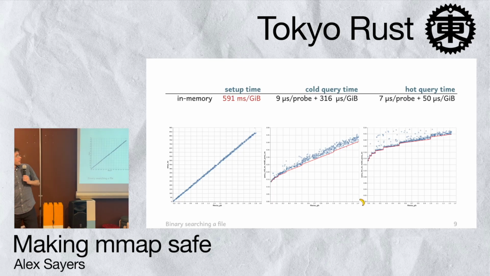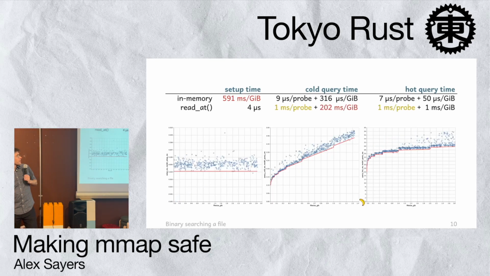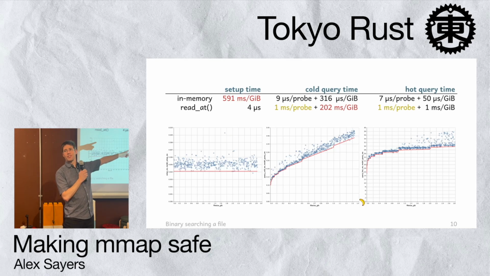All right, so the second one, the one where we just use pread to read one point at a time. The setup time is now instantaneous because we're just opening the file. All of the slowness has moved into the first query that we run.